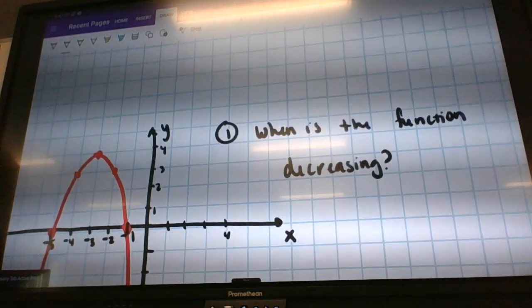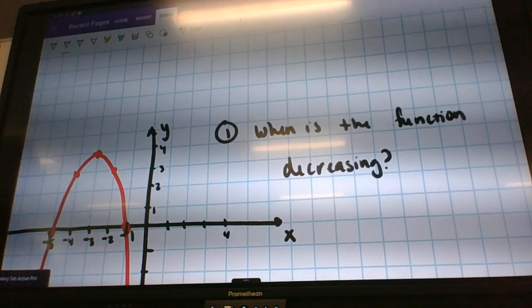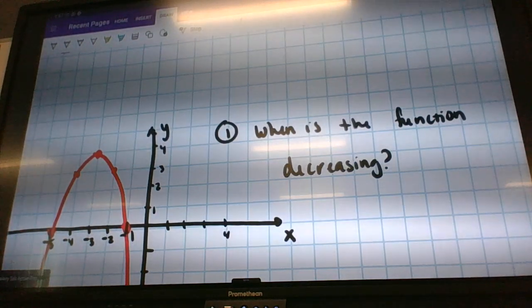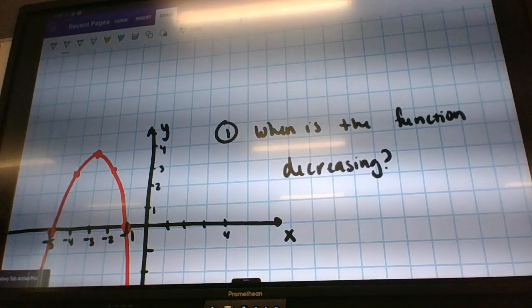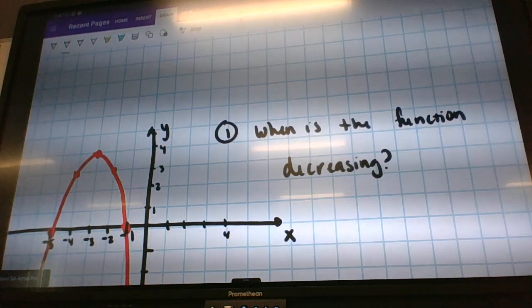Here's the graph. The question is, when is the function decreasing? It's a kind of difficult concept. I gave you a handout. We talked about when the function is increasing, decreasing, positive, and negative.